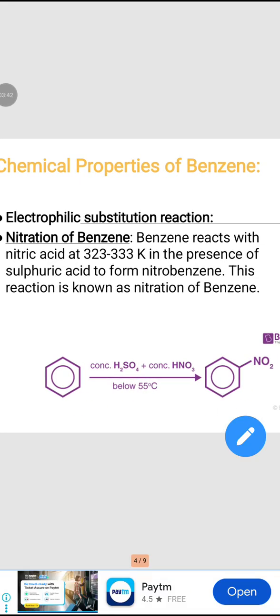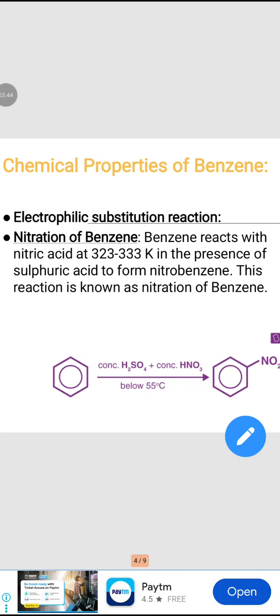Then chemical properties of benzene. The chemical properties of benzene are electrophilic substitution reactions, that are nitration of benzene, sulfonation of benzene, halogenation of benzene, and Friedel-Crafts alkylation and acylation.